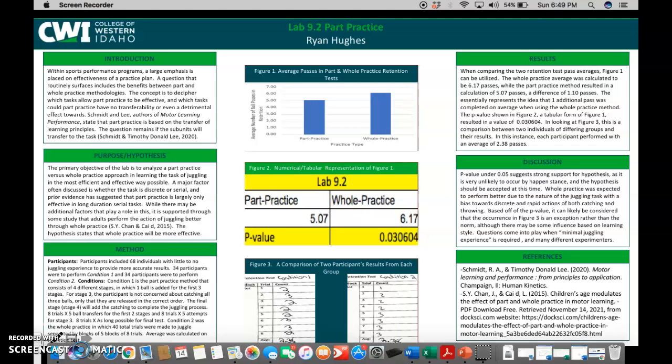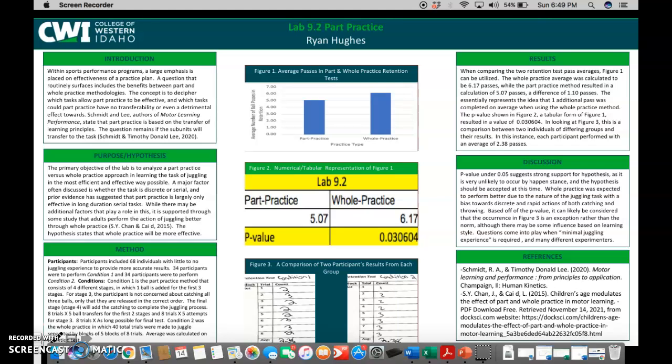The idea of practice is obviously to help athletes or participants become more proficient at the task that they are trying to perform, whatever that may be. And there's a lot of different methodologies that practitioners use. Two of the most common, however, are the part practice and whole practice methods.